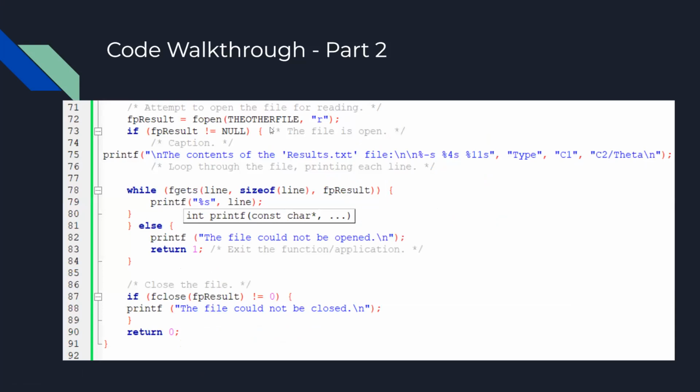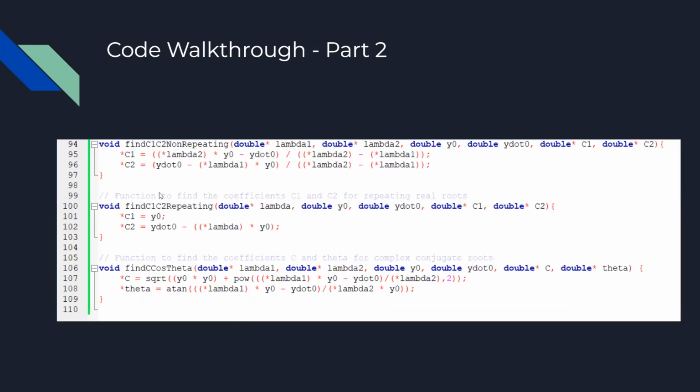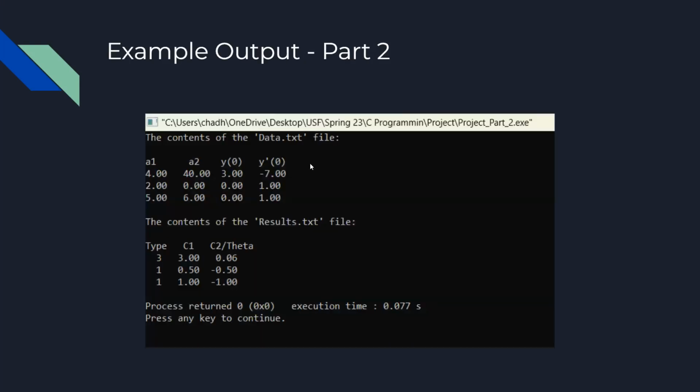Next, I open the result file again, except this time it is to read. And once it's opened, it will read the contents, use the line array again, and print the values on each line of this result. Then I finally close the file. Here are the same user-defined functions as part 1. And this is the sample output.